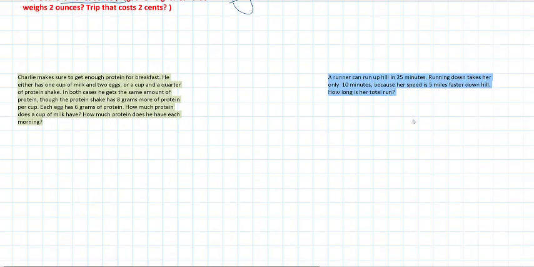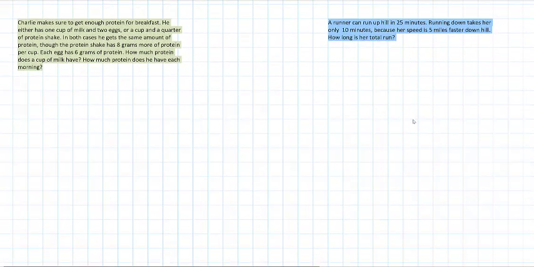Let's look at the two problems we have here. I wrote out both word problems, but we will work on each one of them separately, of course. Let's get started with the first one on the left. So what do we have here? Charlie makes sure to get enough protein for breakfast. He either has 1 cup of milk and 2 eggs. Let's underline that. 1 cup of milk and 2 eggs. First piece of information. Or a cup and a quarter of protein shake.